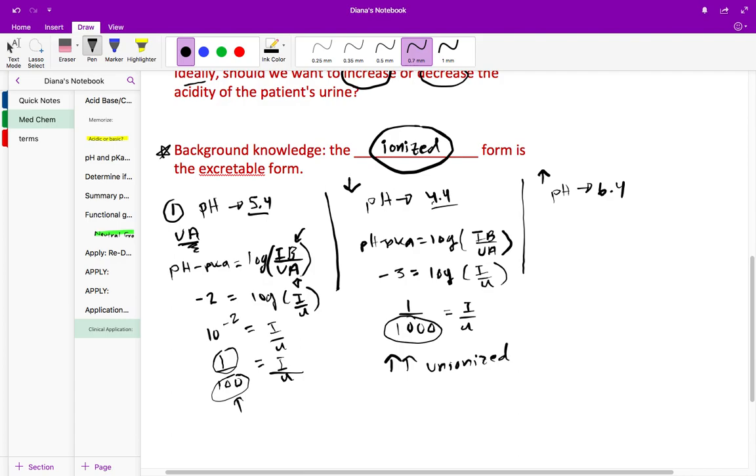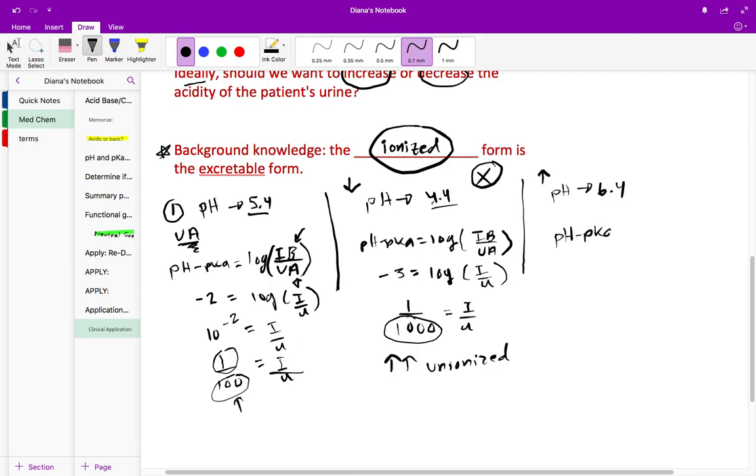For the patient to get rid of phenobarbital in this clinical scenario, they would need to have more of the ionized form. So I'm already kind of skeptical about this first option. I feel like this is not a good option. But just in case, I'm going to continue.